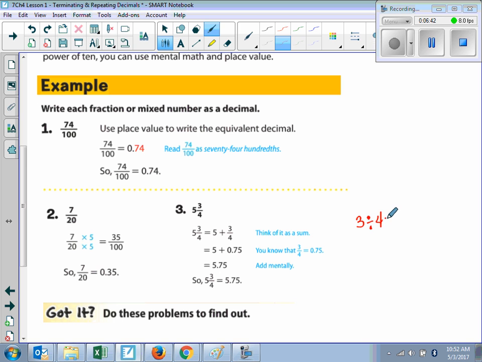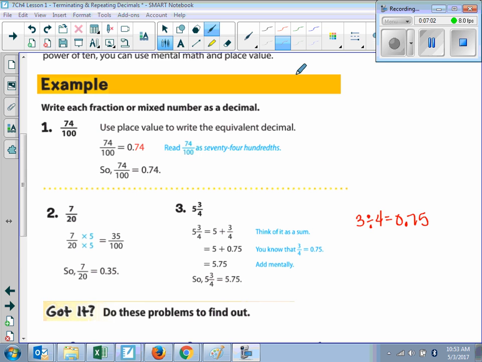Is everybody clear? And that's going to give us 0.75. So this is what we're going to add to the 5. So we have 5 plus 0.75. So our decimal form of 5 and 3/4 is 5.75.